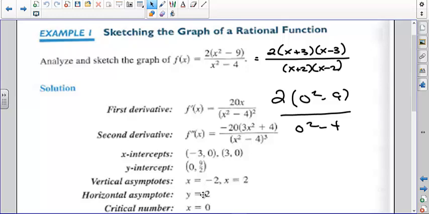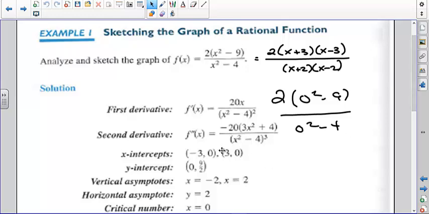Your horizontal asymptote, it's the same order as far as the order of the polynomial in the numerator and the denominator. So the rule says from section 5, you use the ratio of leading coefficients, which would be 2 divided by 1, which is 2. So that's why that's the horizontal asymptote. So that's how you get all these answers.